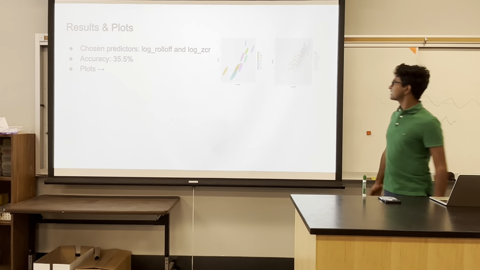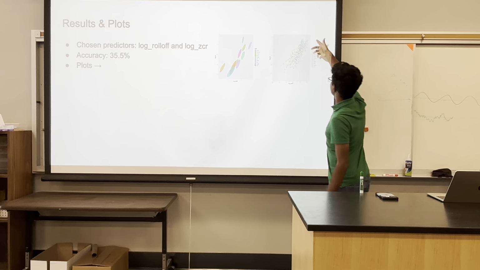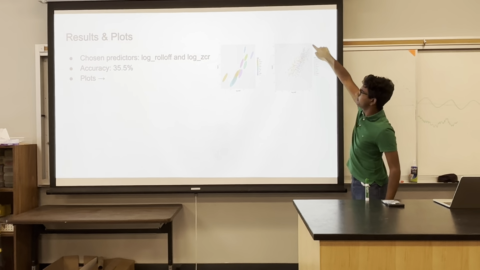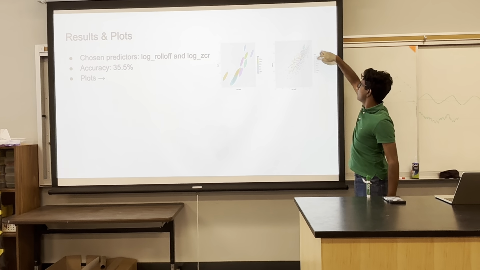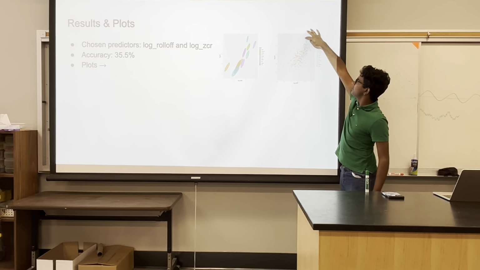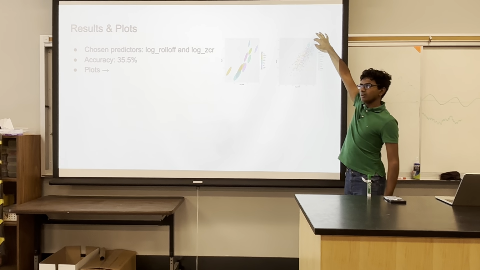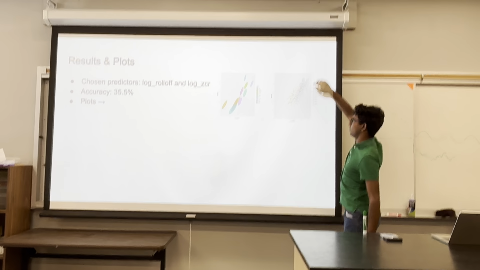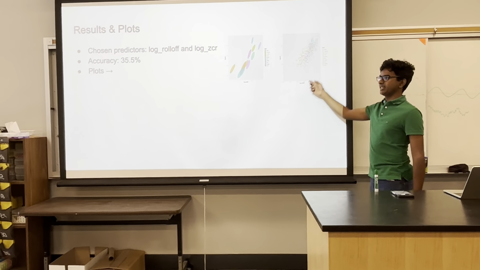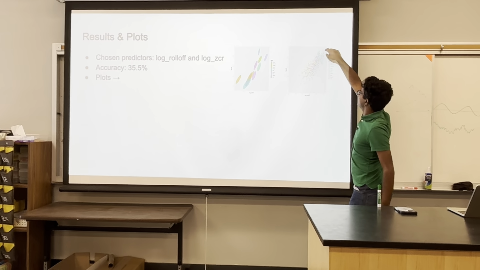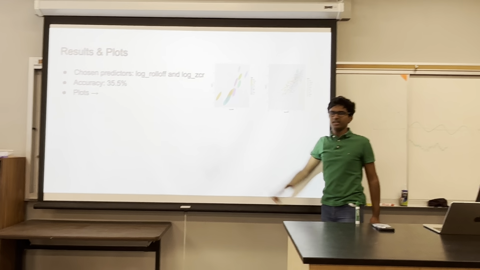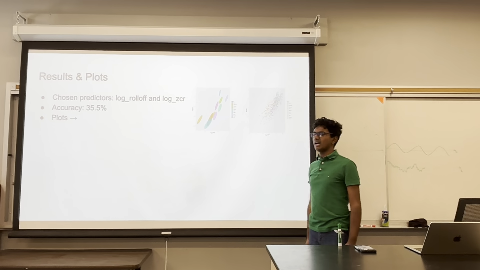So here are some plots. This is what our data looks like. As you can see, there's kind of a clustering of these purple points up here. Those correspond to the pop genre. There's also these blue points up here. You see? Those correspond to metal songs. So this is log roll-off, log ZCR. I know it isn't very clear here, but pop and metal songs tend to have a high log roll-off, or a high roll-off basically, and a high zero crossing rate.